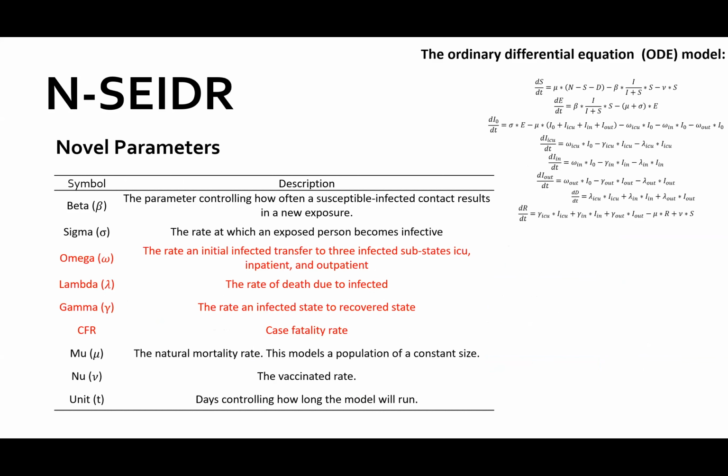Correspondingly, for these new states, we have novel parameters. Omega is the rate of initial infected transferring to the three infected substates. Lambda is the rate of death due to infection. Gamma is the rate of the infected state moving to the recovered state. CFR is the case fatality rate. By using these refined parameters, we can properly infer the CFR, and this allows us to monitor the virus toxicity. This has been put into our ordinary differential equation model.